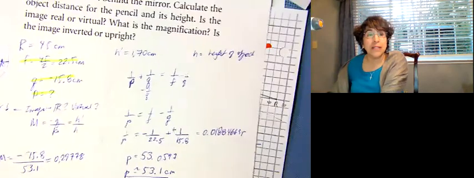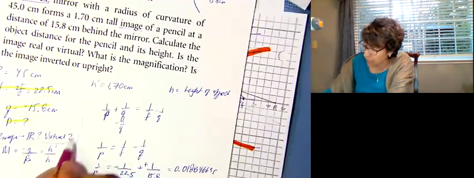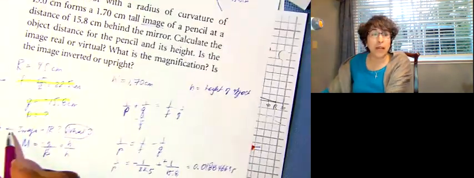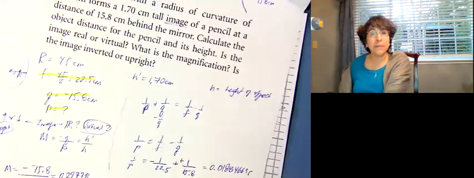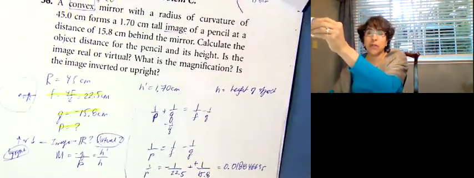Notice how it stayed upright. It's still upright. So my answers then: it's not a real image. The image has got to be virtual because it ended up on the other side. And it is upright.